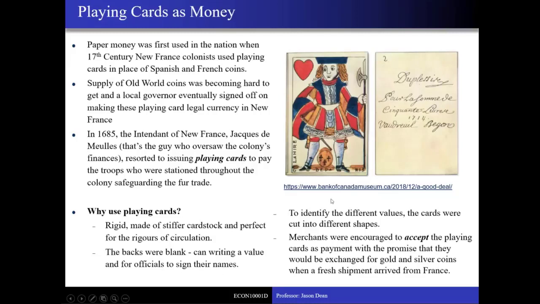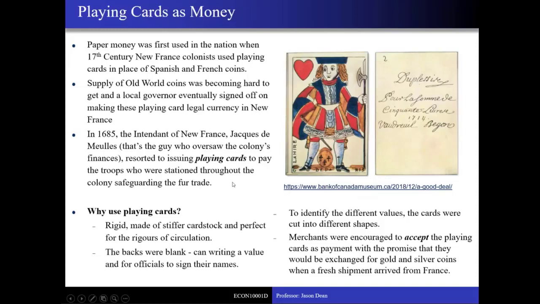And then they cut them in different shapes to represent different value. And then the merchants were encouraged in that colony to accept the playing cards as payment, with the promise that they would be exchanged for gold or silver coins when that shipment eventually arrived from France. So I thought it was a good example of an object being used for money that we haven't really seen before.